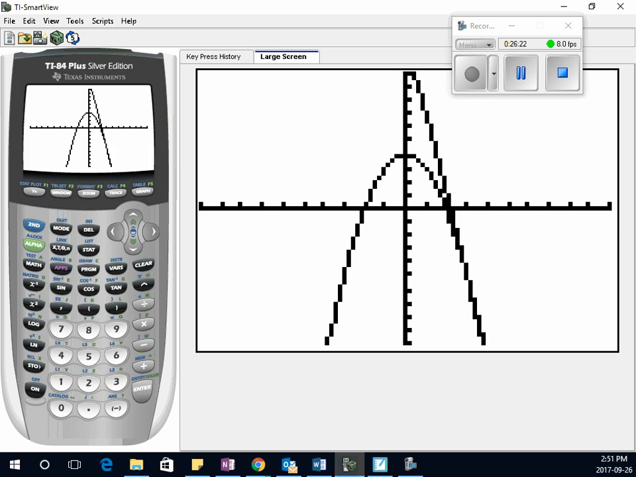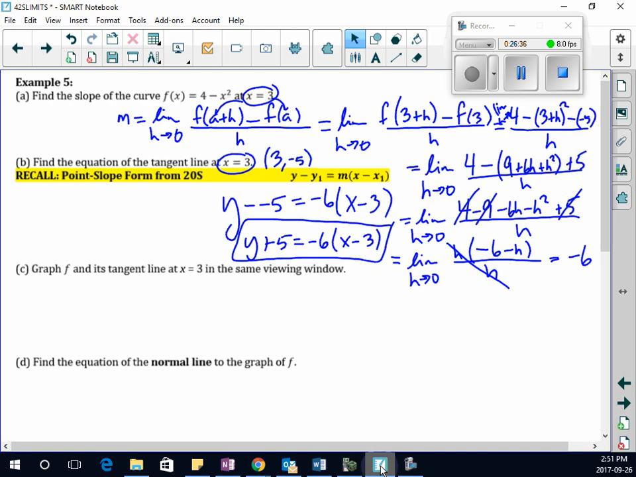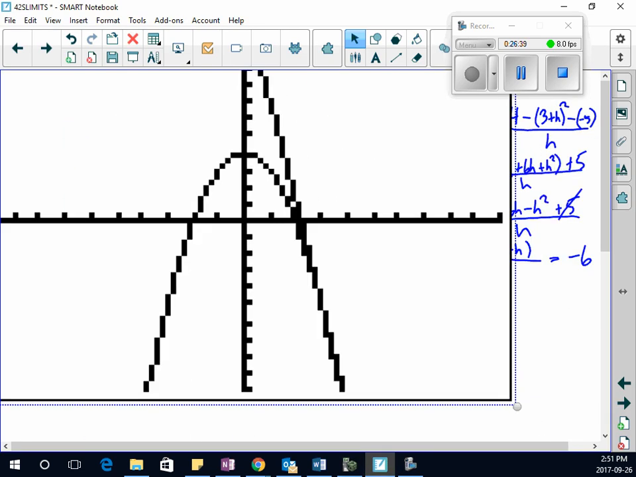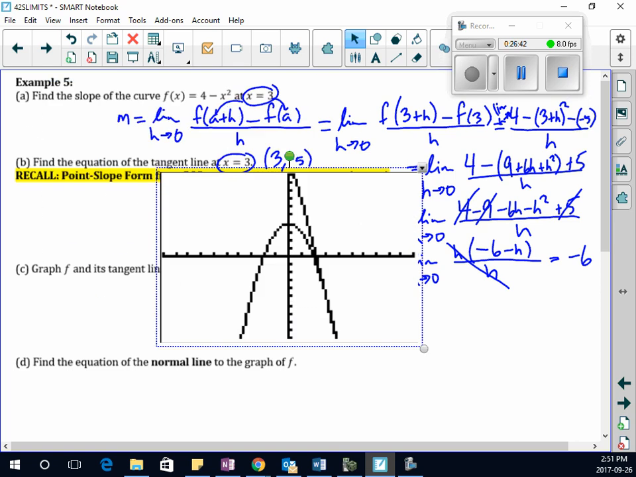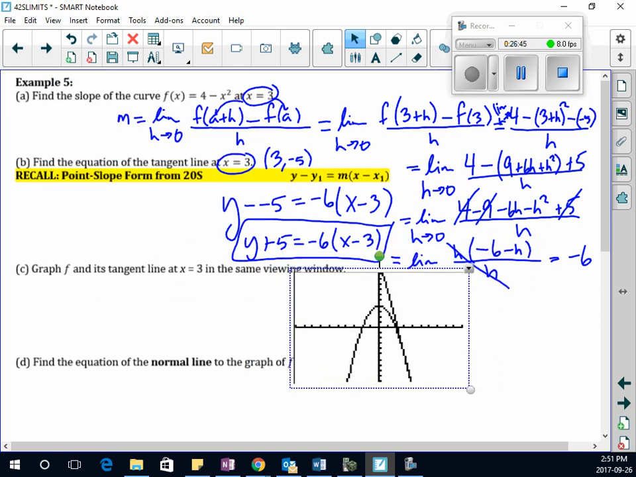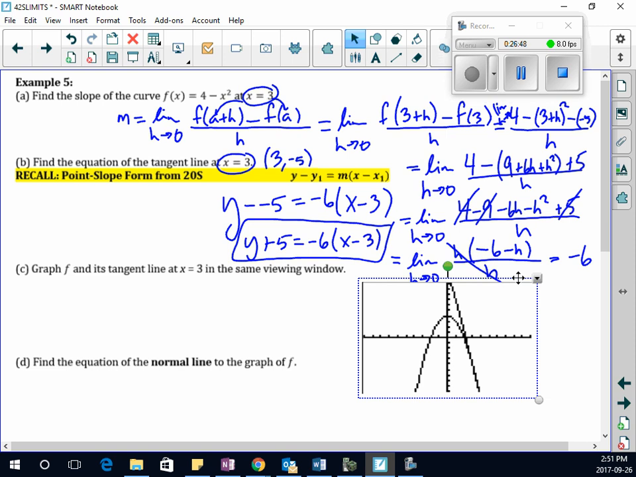Okay, so at 3, 1, 2, 3, right here, this is the tangent line intersecting right there. So I just drew it there. So does everybody see that that is the tangent line hitting, remember what the point was at 3? 1, 2, 3, 4, 5, minus 5 right there. There's the tangent line going through that point right there.